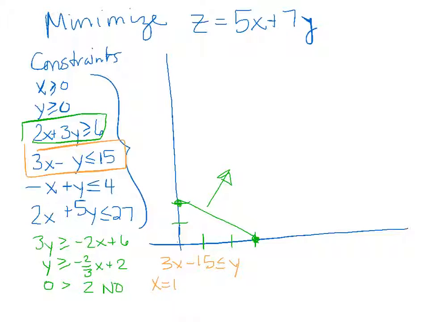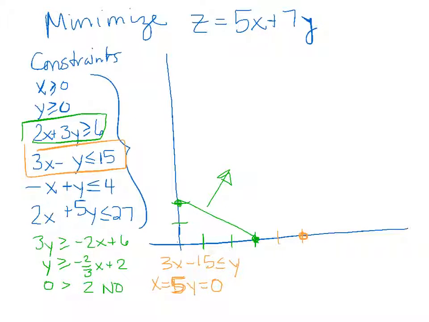X equals 1, so y is equal to 3 minus 15, still way too negative. X equals 2 is going to be too negative. X equals 3, still negative. 4, still a negative number. 5, okay, let's try x equals 5. When x equals 5, I've got 15 minus 15, y equals 0. Aha! So at least I'm on the graph.